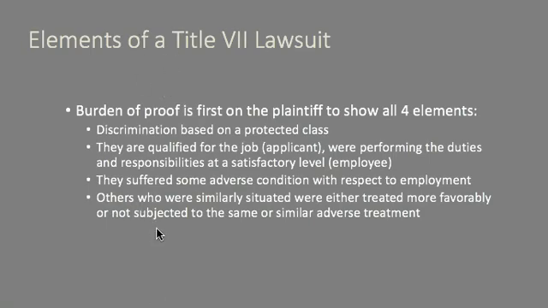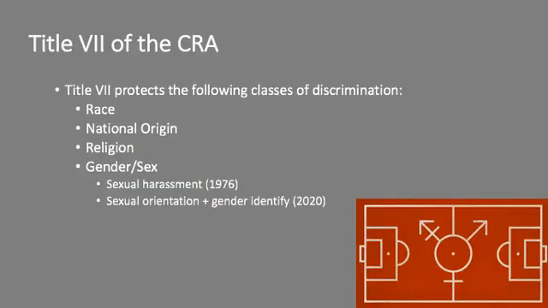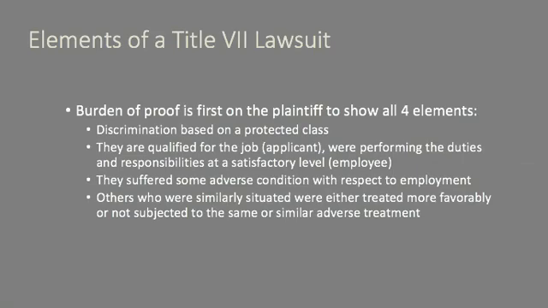Okay, so these are the elements that the plaintiff would have to prove in order to prove discrimination occurred under Title VII. The first is that the discrimination is based on a protected class, right? Remember early on in our video lecture, we mentioned that Title VII, while it initially covered racial discrimination, was expanded to include these other classes over time. So in order to be successful in a Title VII case, you have to be able to prove that you exist in one of these groups, and that the discrimination is based on one of these classifications. If you can prove that, you can prove the first element, okay?